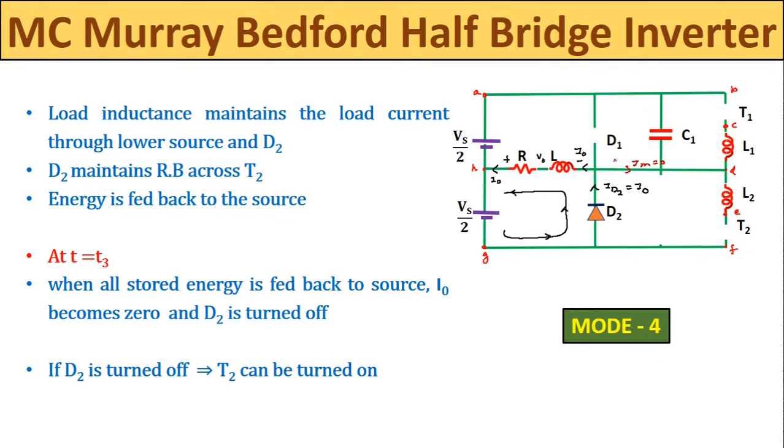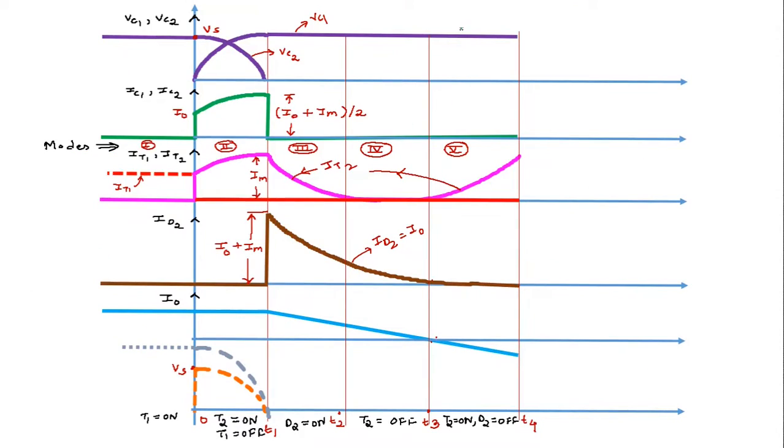Okay, so ID2 current will be equal to load current in this fourth mode of operation. So as soon as the load current becomes 0, ID2 current will also become 0, and at time t is equal to T3, D2 diode will go into the off condition. If D2 diode is turned off, then only T2 thyristor can be turned on, because this D2 diode is maintaining reverse bias across the T2 thyristor. Now we will understand the output waveforms for the fourth mode of operation.